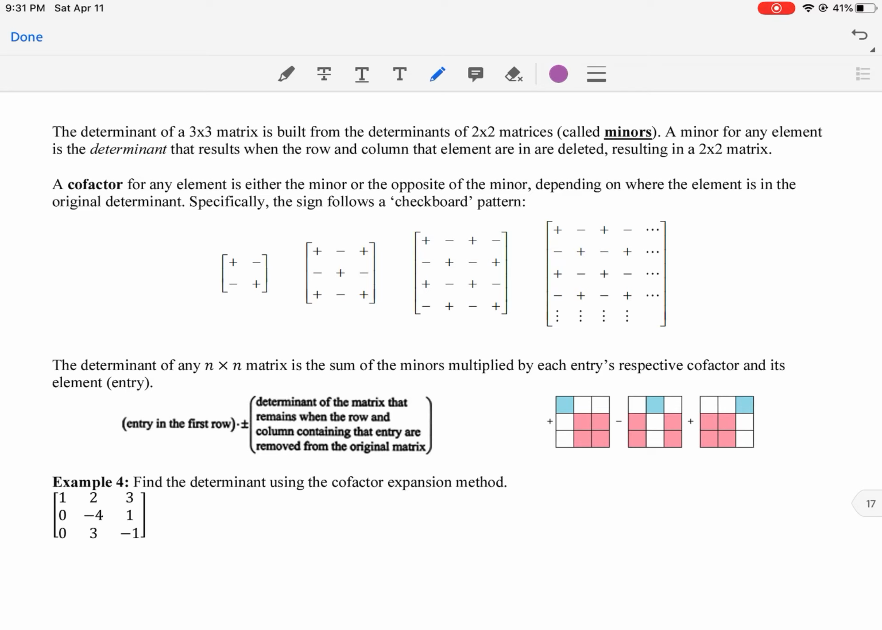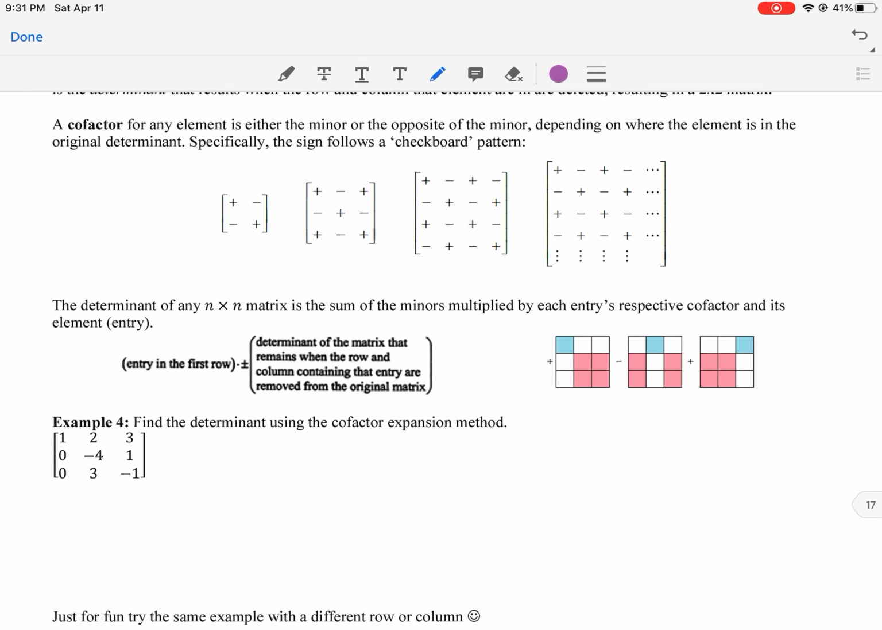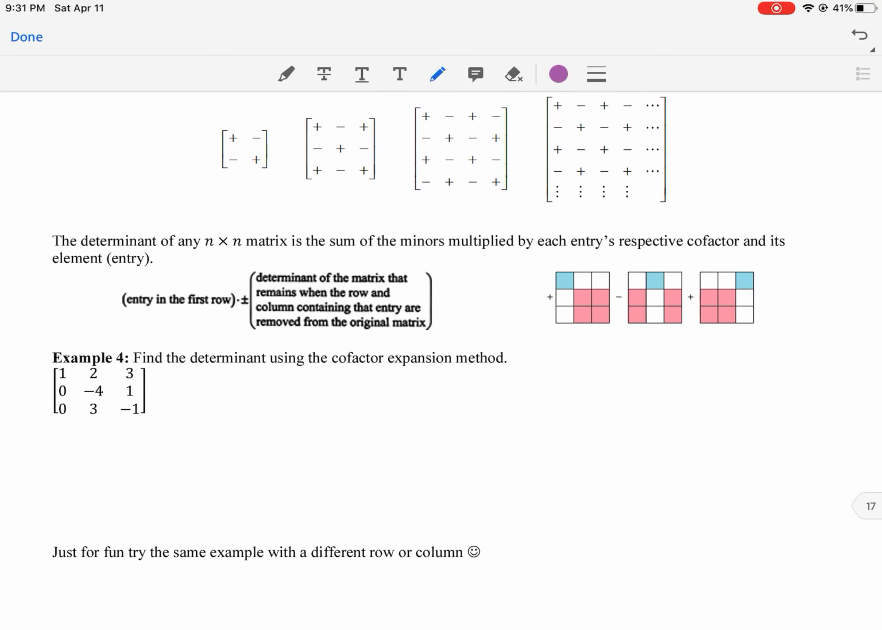So you'll notice it's always going to have this checkerboard pattern. You always start with positive in the upper left, and then it'll go negative, positive, etc. So you can do the cofactor expansion method for any row or column, but you must follow the signs specifically for that. So, to help you see this a little bit better, I've got a little picture up there, but I'm actually going to write this matrix 3 separate times. I'll leave that first one there and call that the first one.